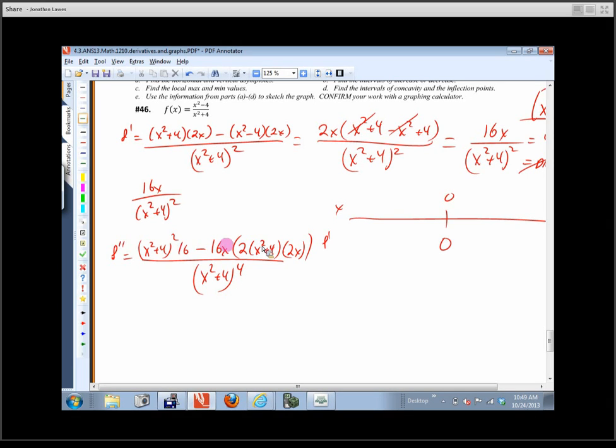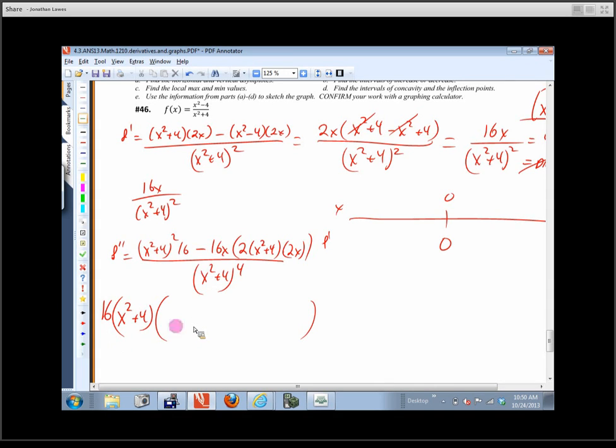Okay, take a good look at this. How many terms do I have on the top? Just 2. And notice that this has a factor of x squared plus 4. It actually has 2 of them. And this has a factor of x squared plus 4. So let's take out an x squared plus 4. Again, I'm not doing any calculus. I'm just doing a bunch of algebra. We could take out a 16. You want to take out a 16? Let's take out a 16. Okay?